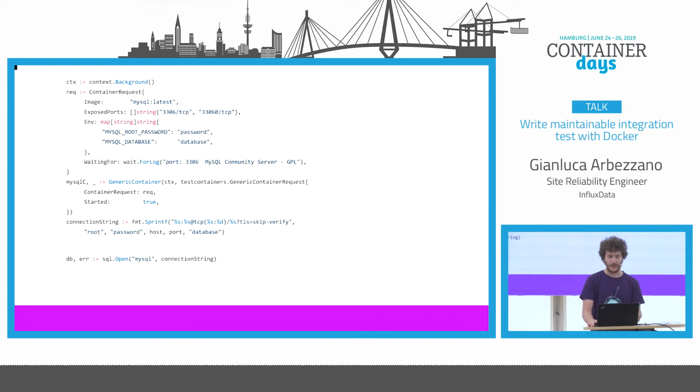This is the same for MySQL. I'm doing a container request for MySQL latest. I expose ports 3306 and 33060 for MySQL, and I can use environment variables. As you can see, it looks like a docker run command, but it's just mapped in the language you choose. This is Go, but it works the same for Java. Here I'm not doing an HTTP request because I have the SQL client in Go, so I'm configuring it with sql.Open to connect to MySQL. That's it.